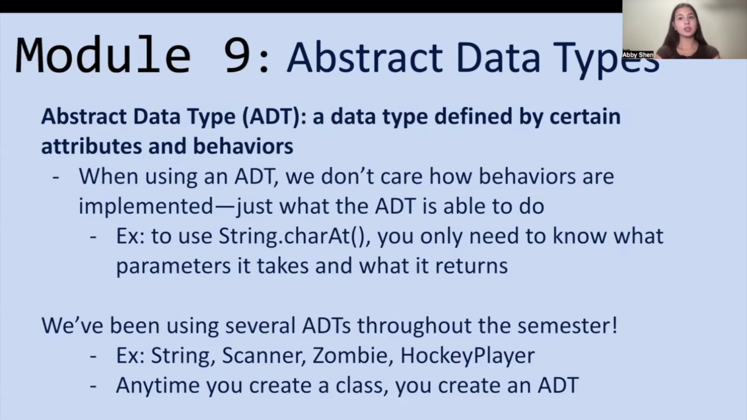We've already been using several abstract data types throughout the semester. Like I just mentioned, string is an abstract data type that we've been using since basically day one. Scanner is another abstract data type that we've used a lot this semester. And then zombie and hockey player are abstract data types that have been created for 131 specifically, as part of the assignments and examples. In general, anytime you create a class, you create an abstract data type, right? Because creating a class is just creating something that is defined by certain attributes and behaviors, and that's exactly what an abstract data type is. So before, when we've been using classes, we've also been using abstract data types.